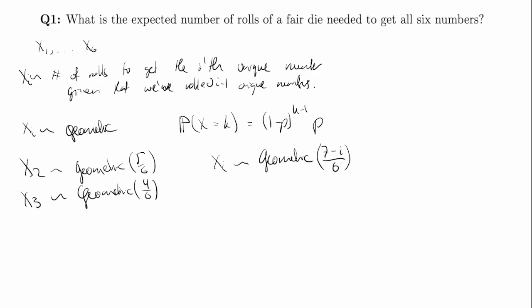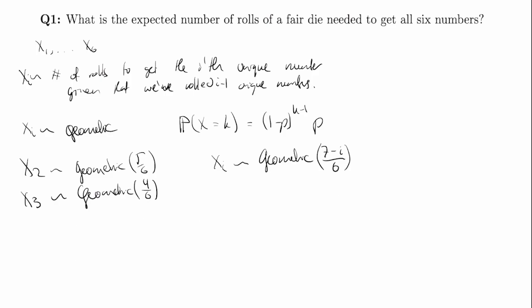Okay, and so now we know that the mean of the geometric distribution, or the expectation, is just 1 over p, where p is again the probability of success. So for example, E of x2 would just be 1 over 5 over 6, which is 6 over 5. Same for E of x3: this is just 1 over 4 over 6, which is 6 over 4. So let's try to calculate the entire expectation now of x1 through x6.